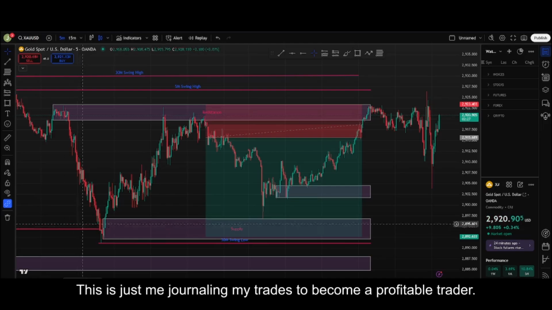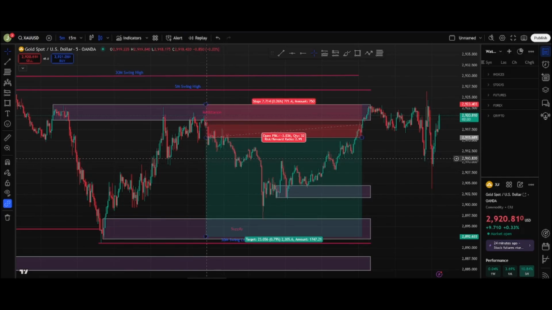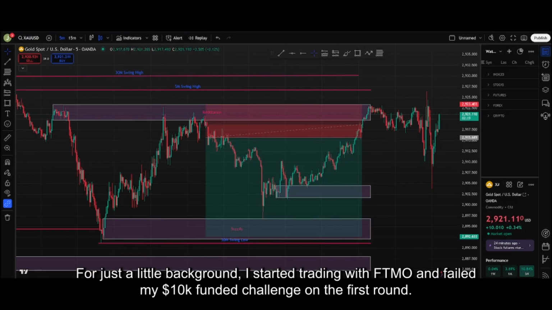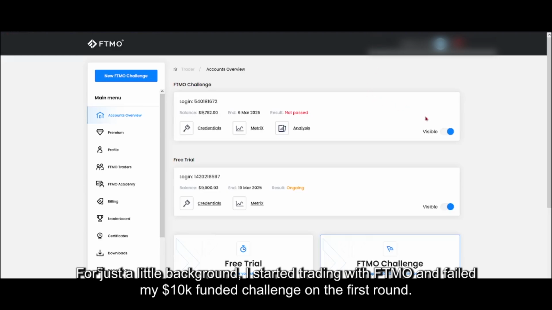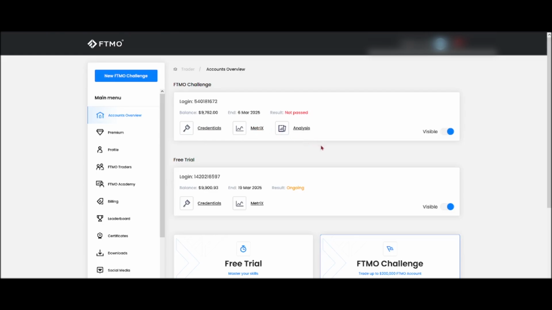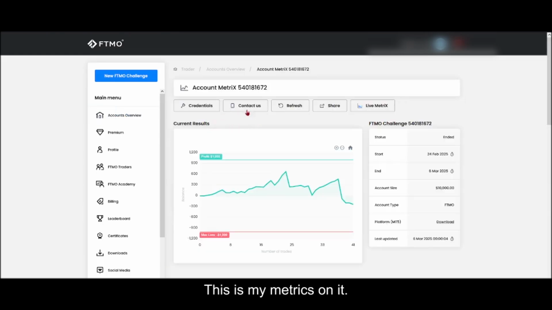This is just me journaling my trades to become a profitable trader. For just a little background, I started trading with FTMO and failed my 10K funded challenge on the first round. And these are my metrics on it.